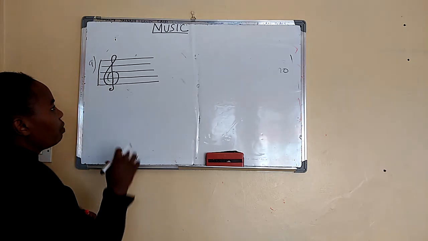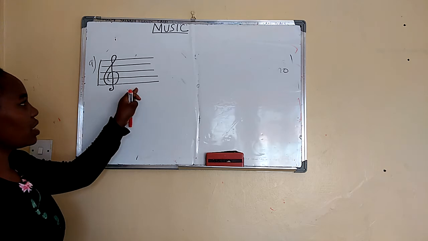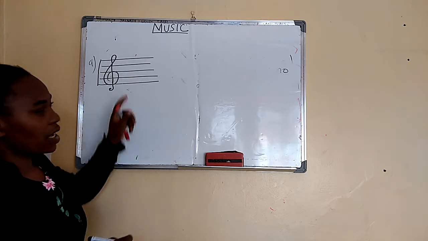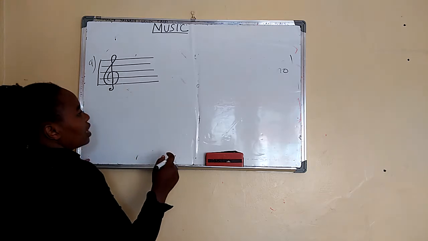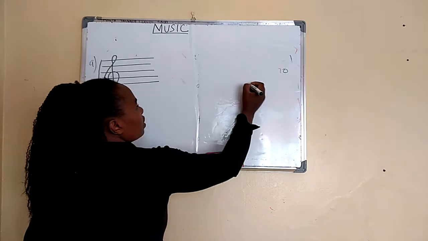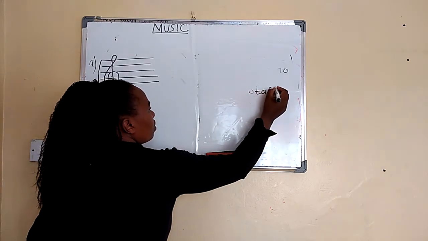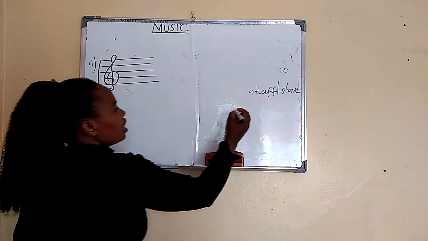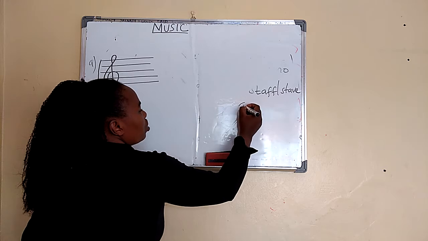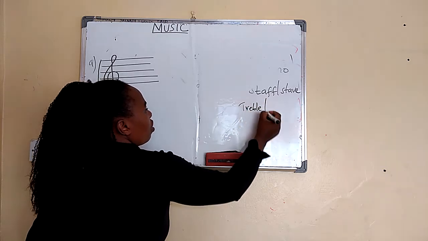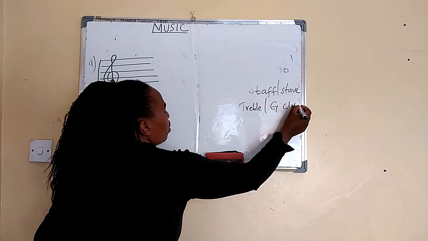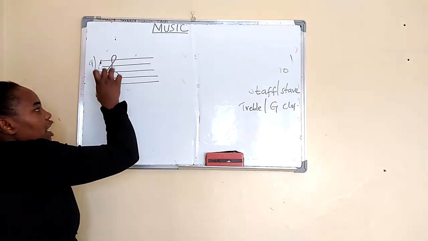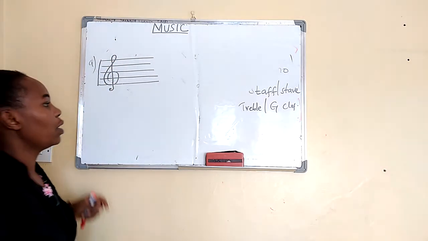So we are going to derive the names. Actually, there are four names we are going to derive from this one. So remember, in music, the 5 lines, we call them a staff or a stave. Let me write it here, a staff or a stave. And this clef, we have seen it. It is called either treble or G clef.